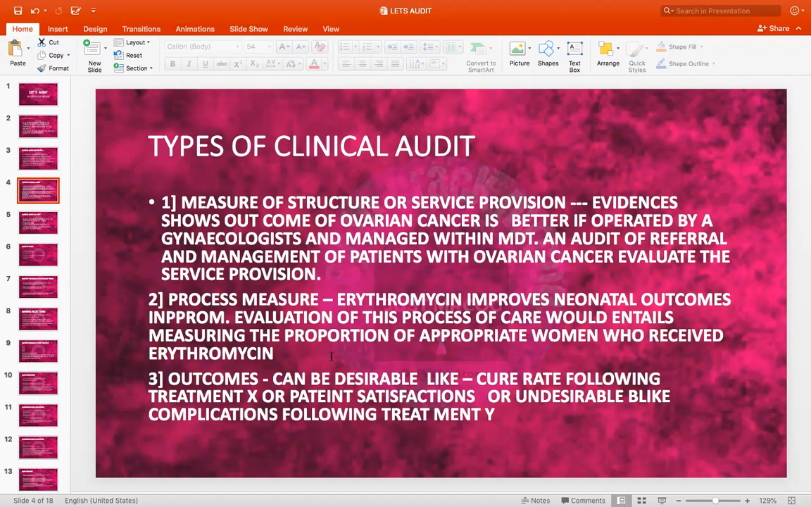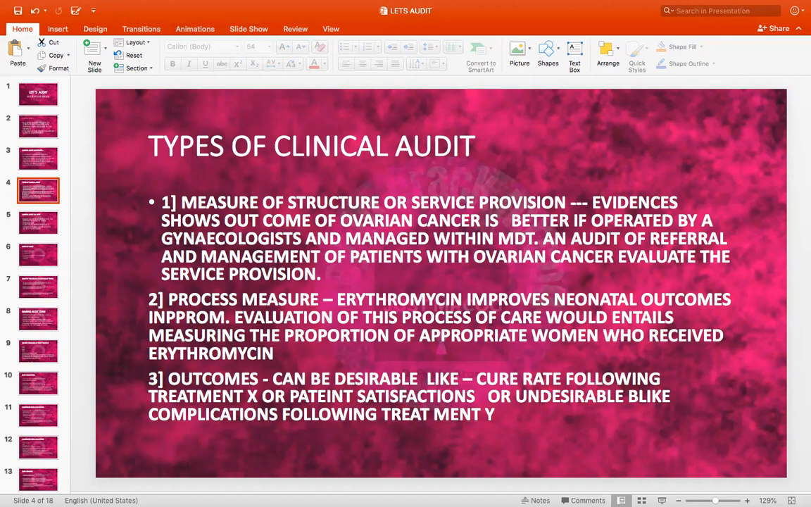Third is the outcome. Outcome, for any procedure, any medicine, any surgery, any research, can be desirable or undesirable. Desirable means a cure rate following treatment X, or patient satisfaction. Any treatment X you are giving, or you are measuring the patient satisfaction. So that is very good. So that is the desirable.